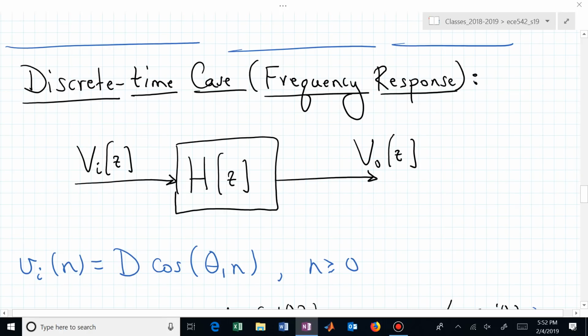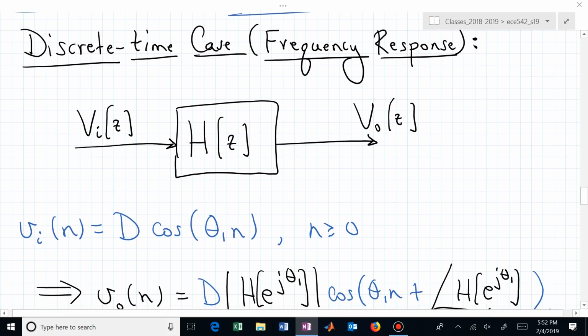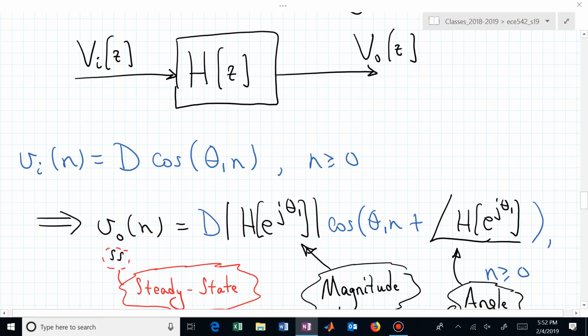You inject that into this system, capital H of z, and what pops out? It's very similar to what happened in the continuous time case. That's why we went through the continuous time case. We simply scale the amplitude by finding H somewhere on the unit circle at e to the j theta 1, and we now have an angle that shifts that cosine waveform in time depending on the phase of our transfer function H at that location, e to the j theta 1.